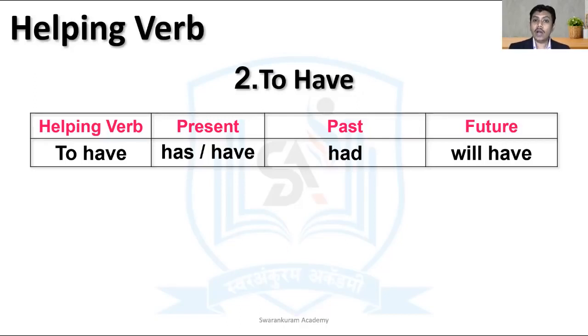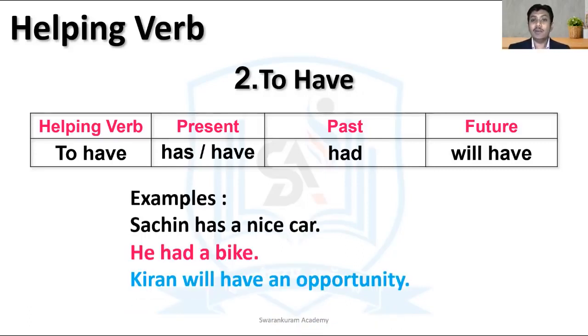Now, to have in past is had. All the time we use had, no confusion at all. And for future, we will use will have. Now, let's try to understand the importance of to have. As we have seen, to be indicates the state of the subject. It may be in present, past, and future. When we talk about have, we understand a different thing: the helping verb to have indicates the possession or ownership of the subject.